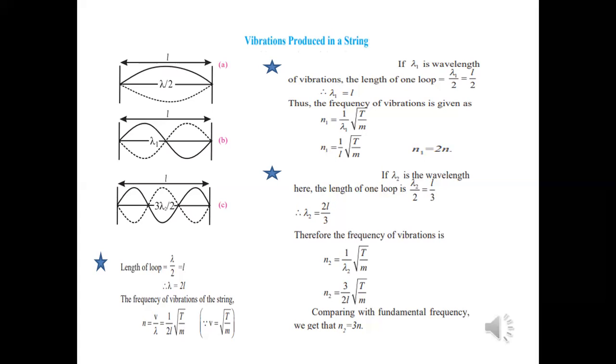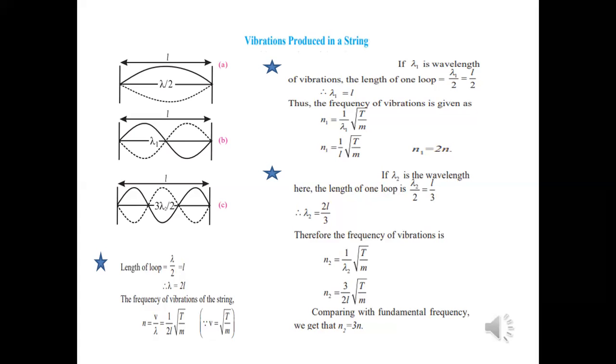Let us consider the third figure, figure C, wherein you can see three loops occurring. In this case, if lambda 2 is the wavelength, then the length of one loop becomes lambda 2 upon 2, which is equal to L upon 3, from which we get the relation lambda 2 is equal to 2L upon 3. In this case, the frequency of vibration is written as n2 is equal to 1 upon lambda 2 times the square root of T upon m.